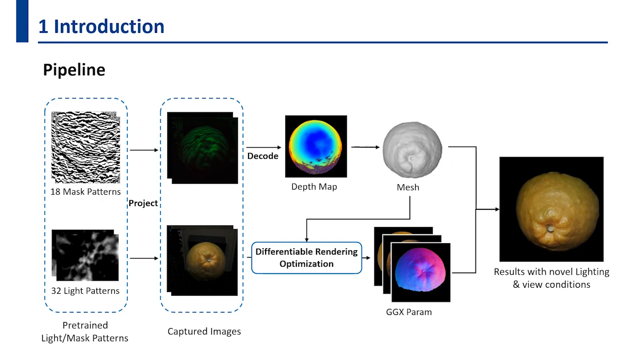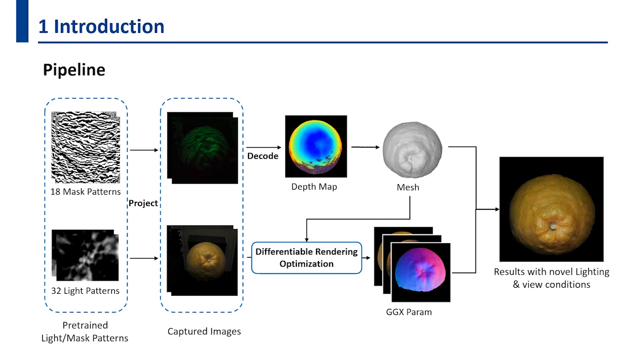We propose a novel acquisition pipeline for our setup and achieve high-quality results. First, we pre-train 18 mask patterns and 32 light patterns, and then capture the corresponding images. Applying the decoding algorithm to the 18 images, we can obtain the depth map and further reconstruct the mesh.